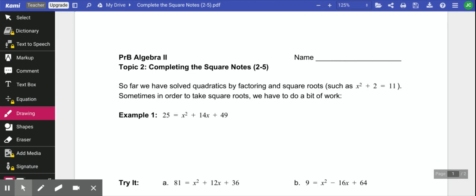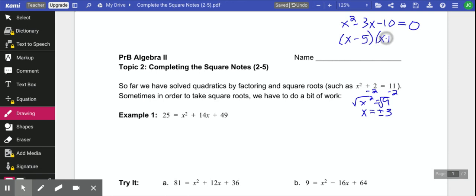Like if we were going to solve x squared plus 2 equals 11, we would subtract 2 from both sides, and then we would take the square root of both sides, and we would get x equals plus or minus 3. An example of a factoring problem is if it were like x squared minus 3x minus 10 equals 0. We would factor this, x minus 5, x plus 2. We set those both equal to 0, and then we finish solving. So x equals 5 and x equals negative 2. Okay, so those should look familiar. That's what we've done so far.